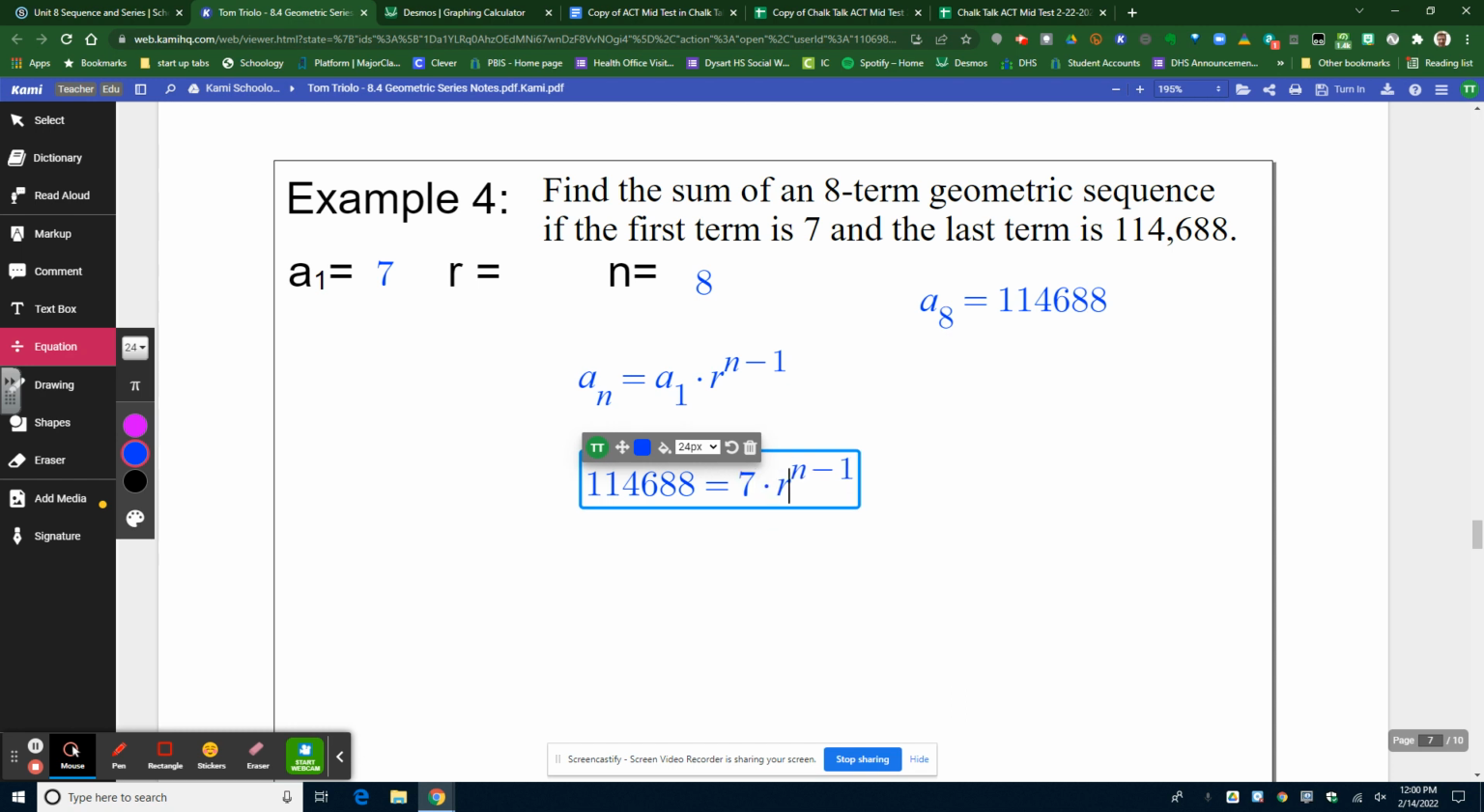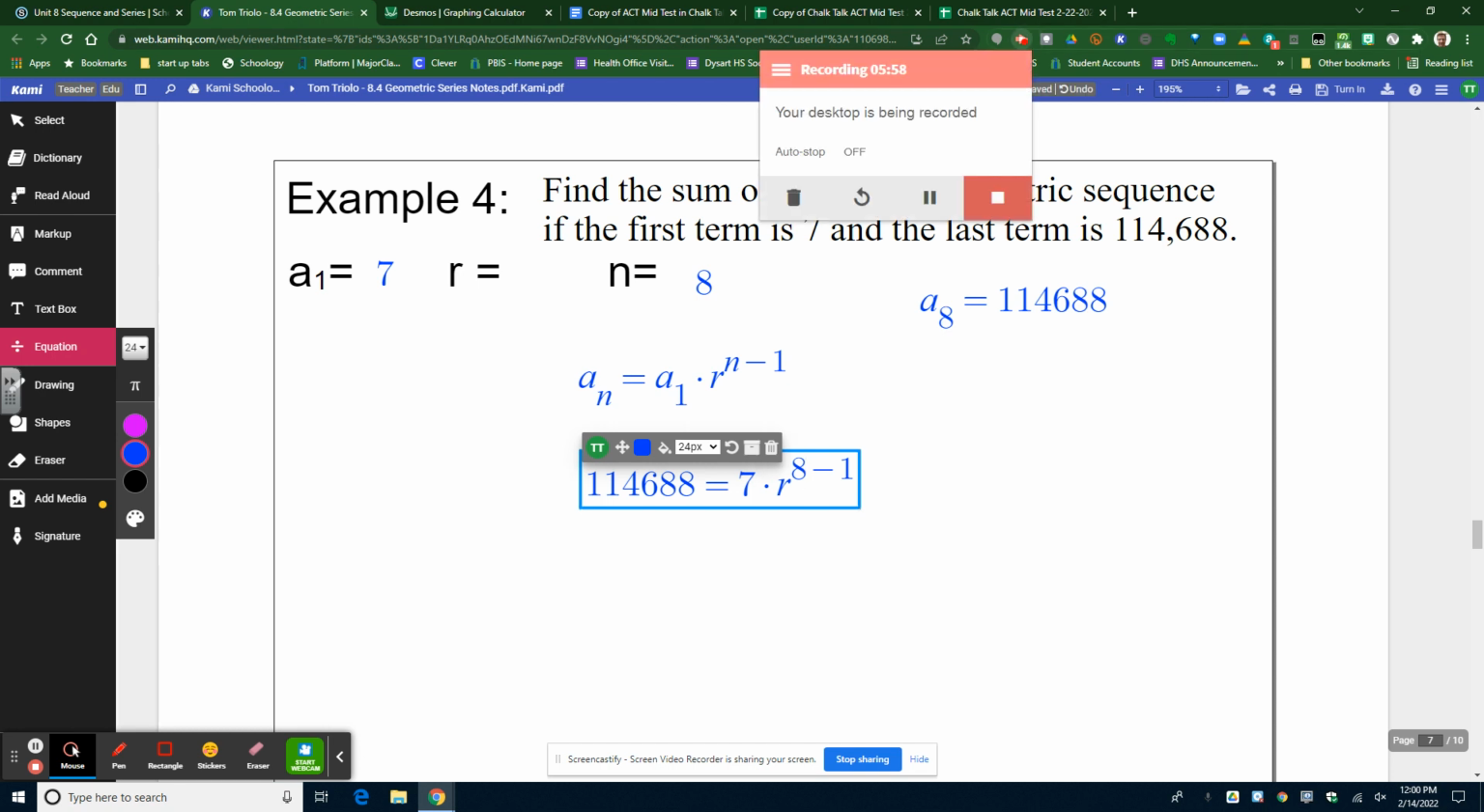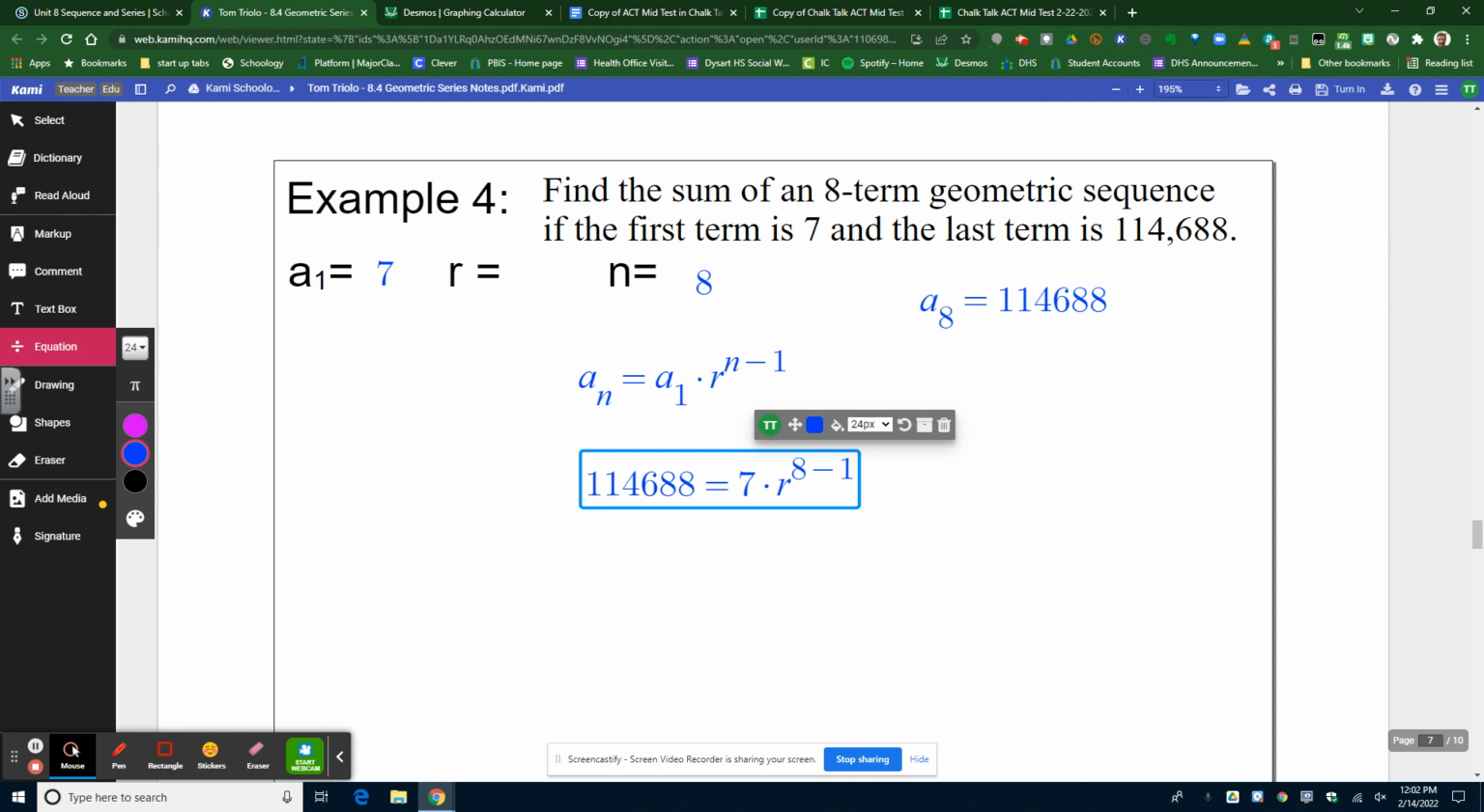I don't know what R is, so I'm going to leave that. And I know there are 8 terms. Okay? So take a few moments and see if you can figure out how to solve for R at this point. So the first thing you can do is just change your 8 minus 1 to a 7. In order to get R by itself, you need to divide by 7. Whatever you do one side, do the other.